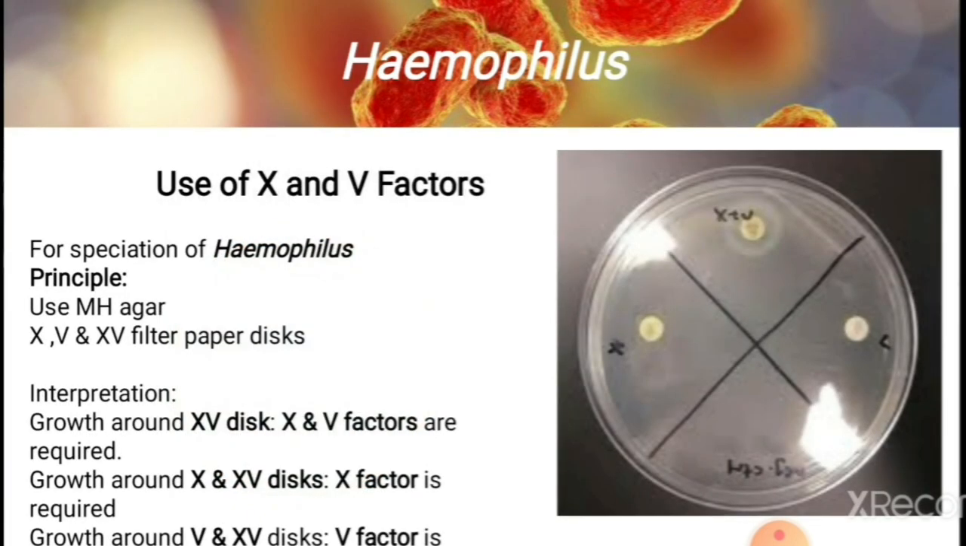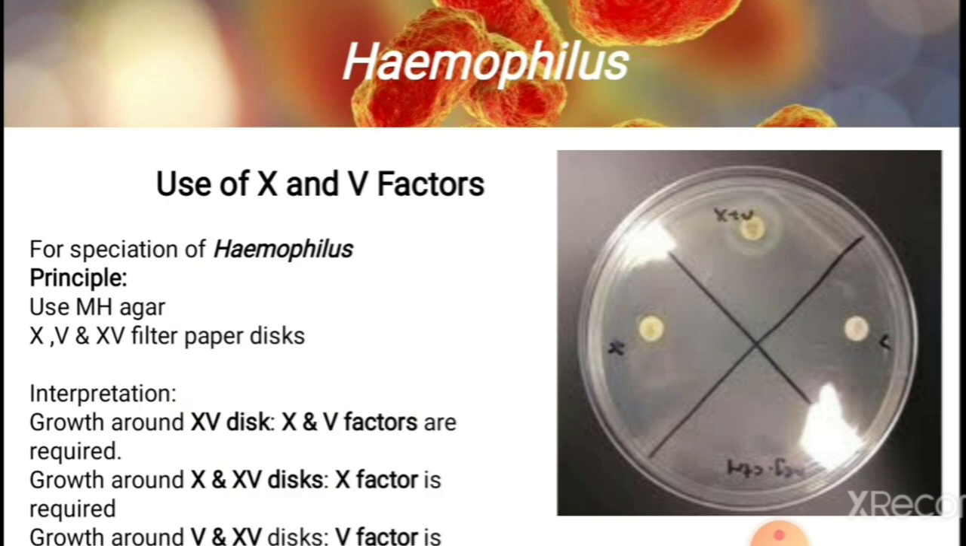The next one is via the use of X and V factors. This is for the speciation of our Haemophilus species. For the principle, we use Mueller-Hinton agar, and you can also use the X, V, and XV filter paper discs. So how are we going to interpret this test or this method?